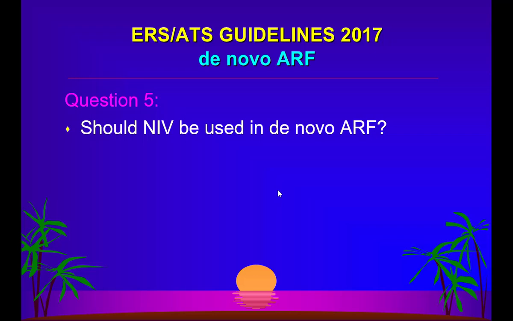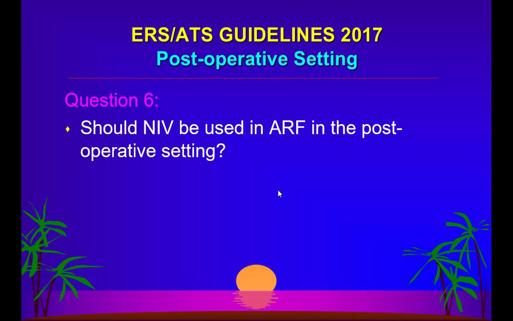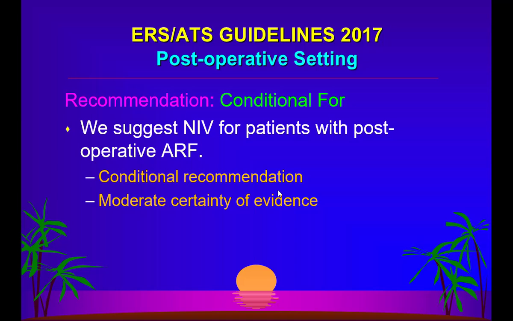Should an IV be used in de novo acute respiratory failure? Given that set of evidence, we are unable to offer a recommendation on the use of an IV for de novo acute respiratory failure. Now in post-operative setting, should an IV be used in ARF in post-operative setting? Conditional for, we suggest an IV for patients with post-operative acute respiratory failure, right? Any kind of, especially thoracic surgery or abdominal surgery, you can use it.